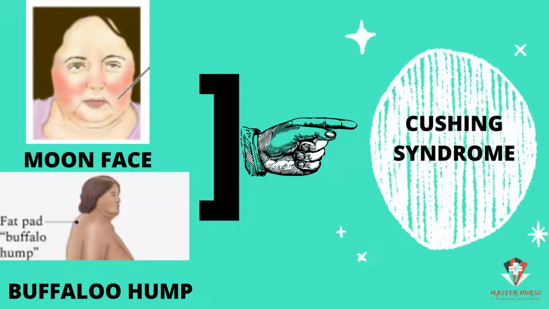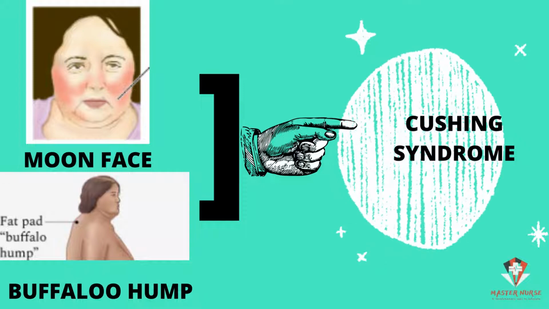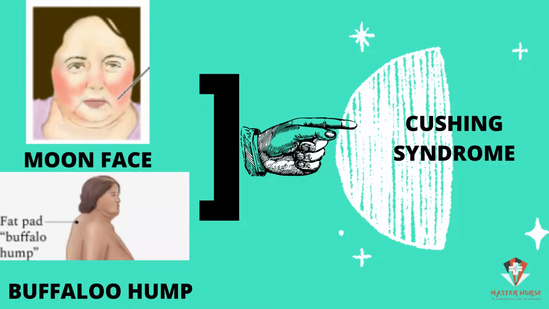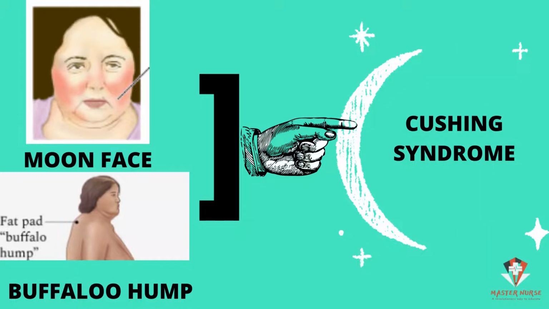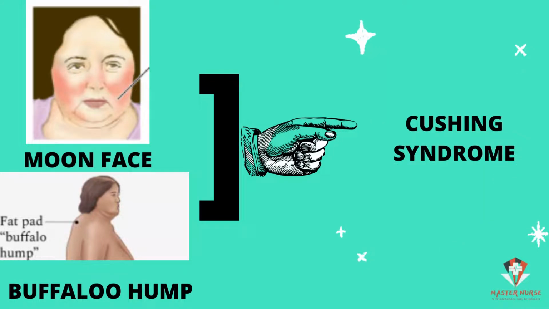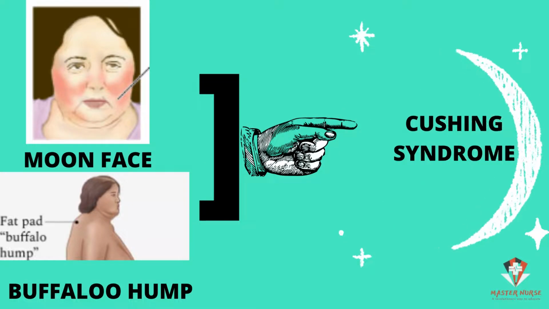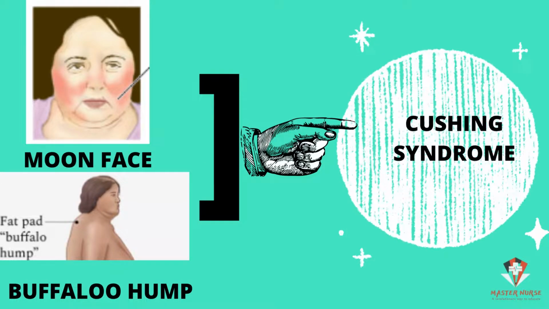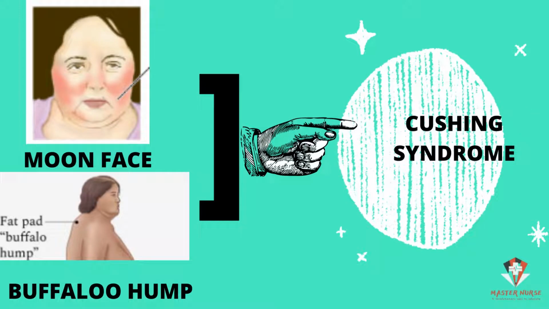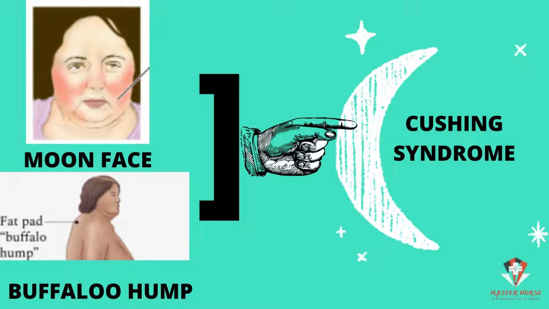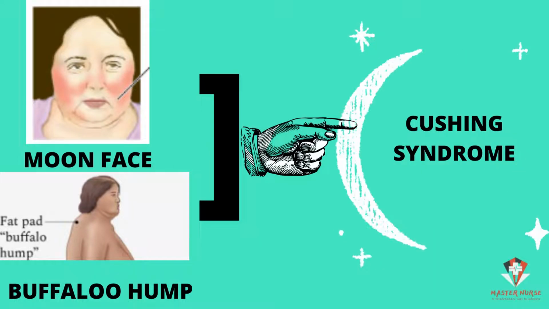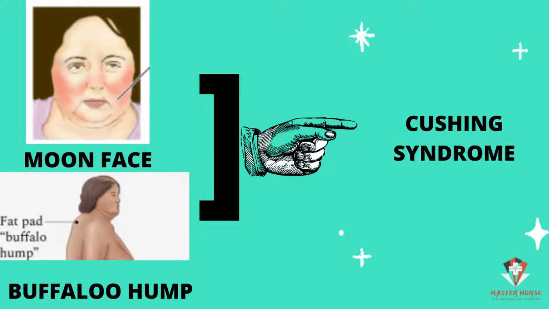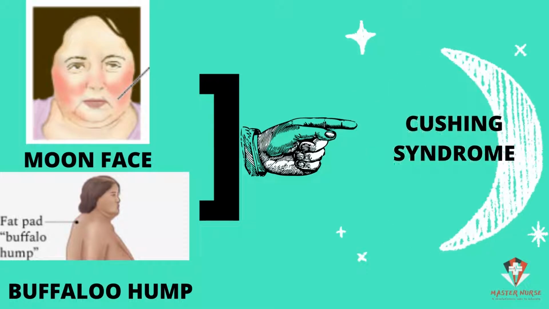So what happens here in Cushing syndrome, there is high levels of cortisol circulating in the blood. This high levels of cortisol can disturb the distribution of fat in the body. So what will happen is there will be abnormal accumulation of fat in the face and abnormal accumulation of fat in the back. So it will cause a buffalo hump on the back and a moon-like or rounded face. So these two symptoms are commonly seen in Cushing syndrome.